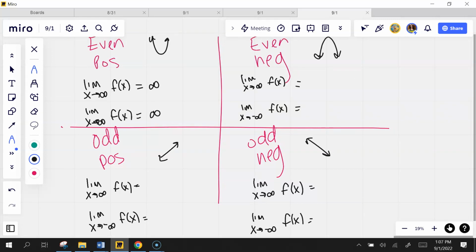Both of these are going down, so both of these are negative. This one, the positive end is going up, the negative end is going down. This one, the positive end is going down, the negative end is going up. So now this will be the expectation for the way you write your end behavior instead of as x approaches.